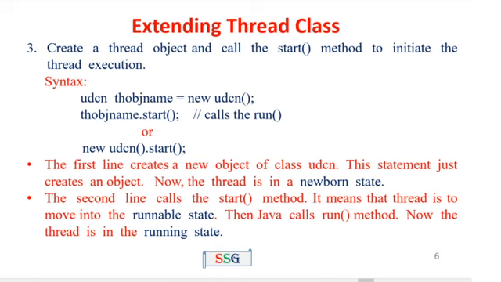Now the thread is in the newborn state. The second line calls a start method. It means that the thread moves to the runnable state. Then Java calls the run method. Now the thread is in the running state. After finishing, the thread exits and goes to the dead state.